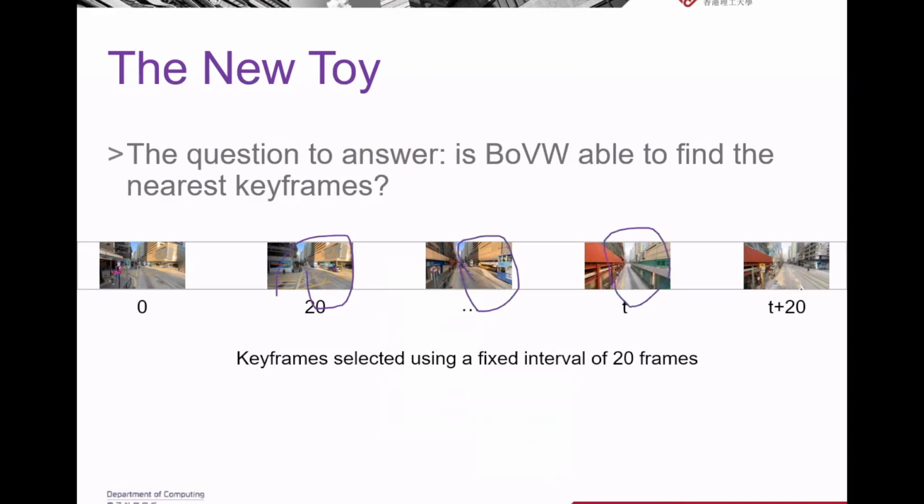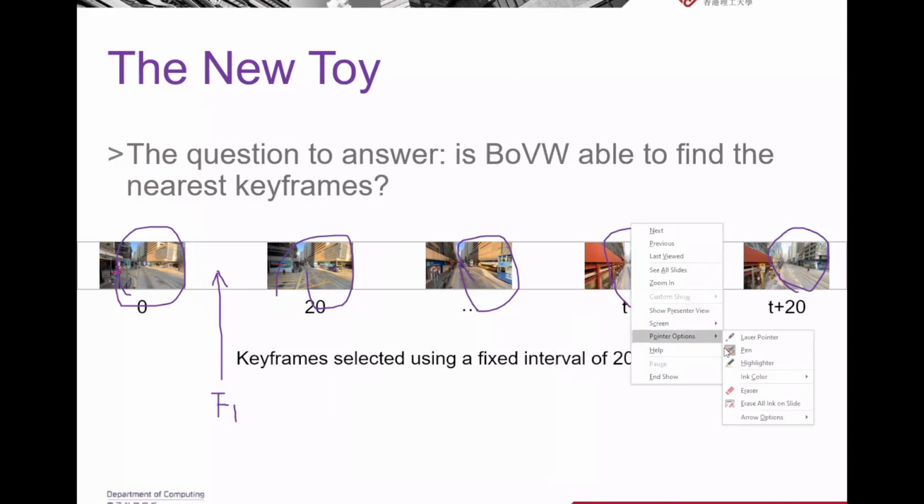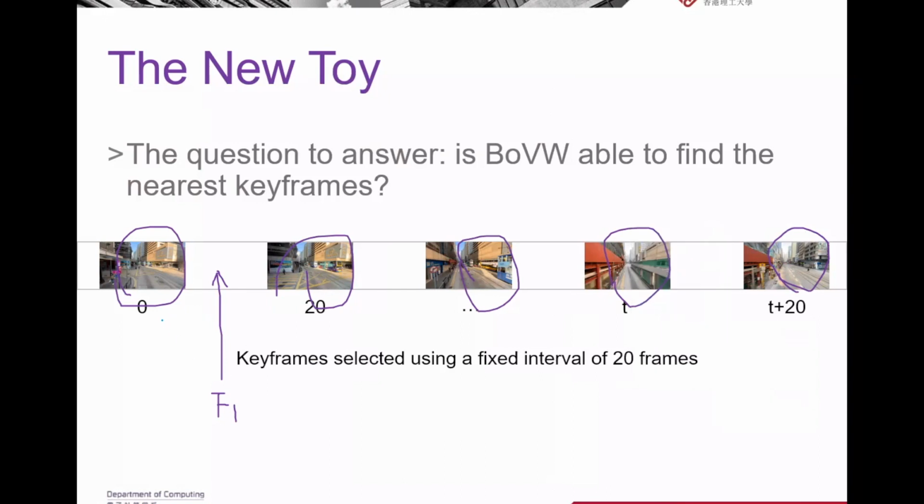Then I'm going to use the bag of words to extract one feature vector for each of the frames. First of all, I extract the feature vector for the keyframes. Then I compare every intermediate frame's bag-of-words feature to all the keyframes. For example, I pick up one frame from here, let's say it's F1. It's in between keyframe 0 and keyframe 20. So its content should be very similar to keyframe 0 and keyframe 20, because it's in between these keyframes.